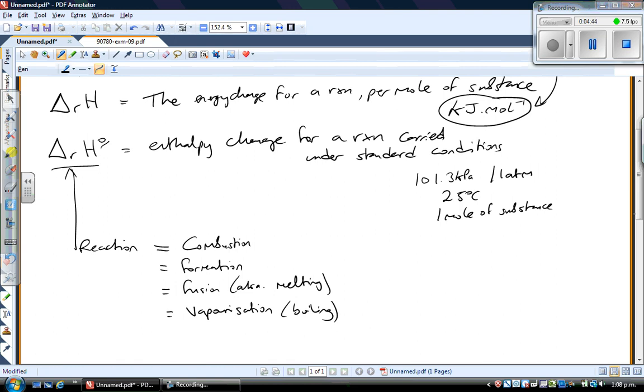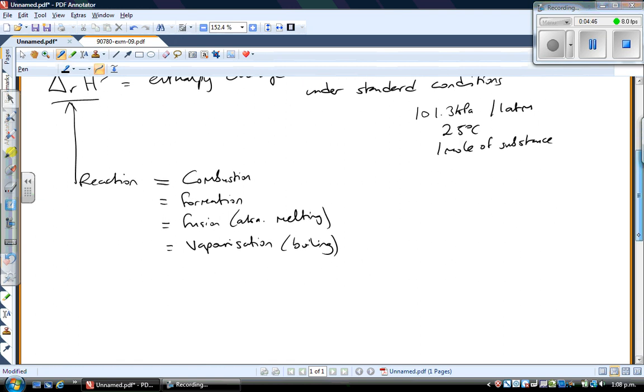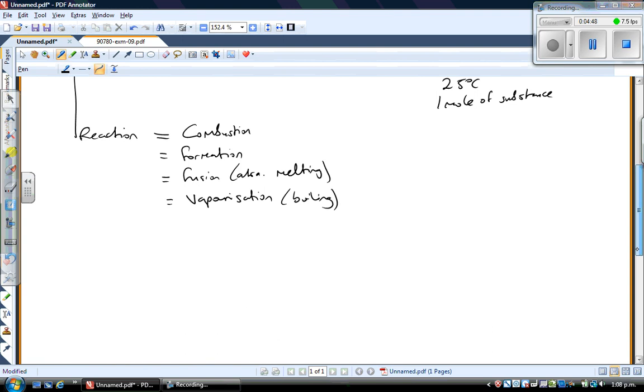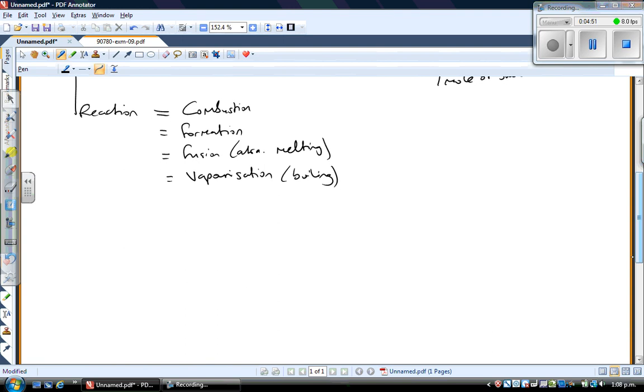All right. So if we look at each one of these possible reaction types, and take a quick look at what the definition is for each of those. Delta cH, so now we're replacing R with C for combustion, this is the heat of combustion of 1 mole of a substance.